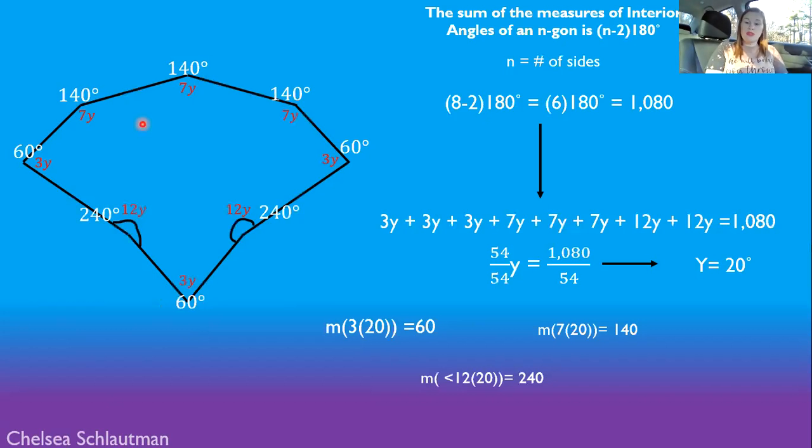Now, the 1080 that we got at the very first of the problem means that all of these numbers that we just got, if we add them together, should give us 1080. So that's a way to go back and check your work to make sure you got everything correct.